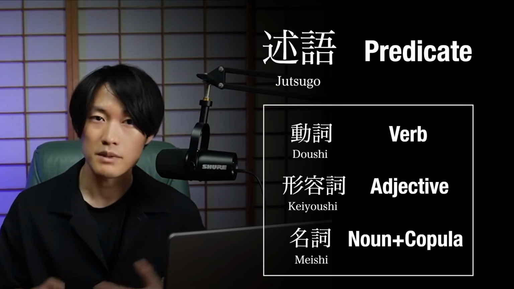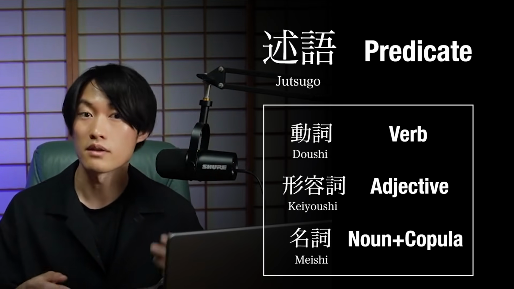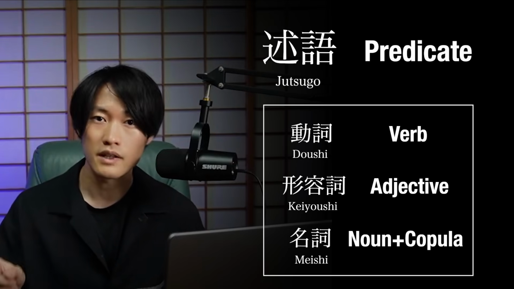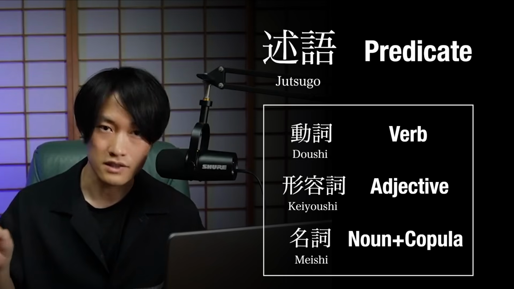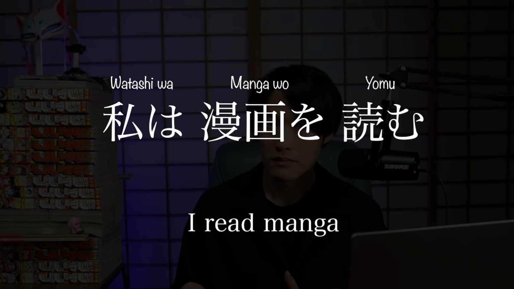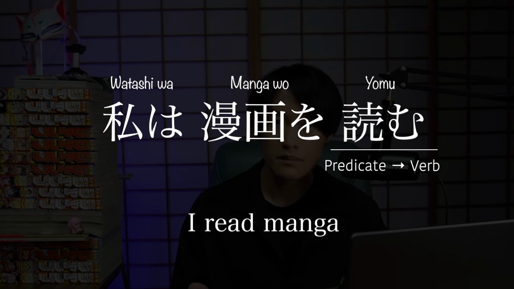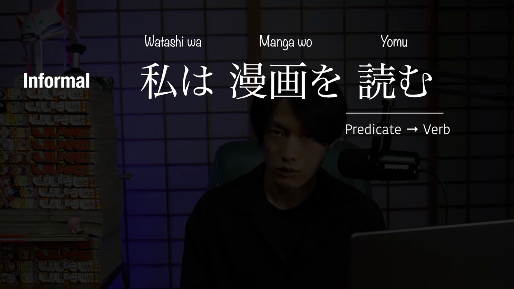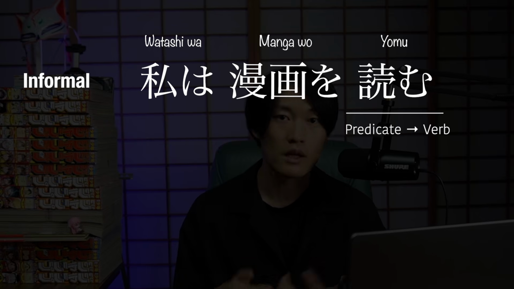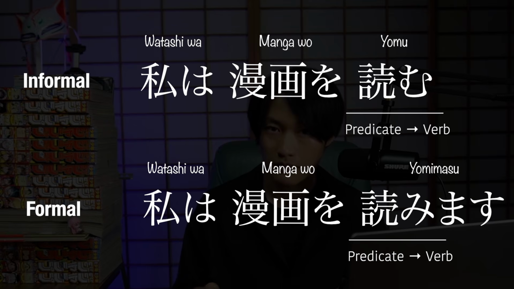Because of this, Japanese sentence structures are generally divided into three types: verb predicate sentences, adjective predicate sentences, and noun predicate sentences. Earlier, we looked at the sentence 私は漫画を読む, and since the predicate here is a verb, this is what we call a verb predicate sentence. By the way, in Japanese, just about any sentence can be said in both a formal and informal form. For example, 私は漫画を読む is the informal version. 私は漫画を読みます is a formal version.